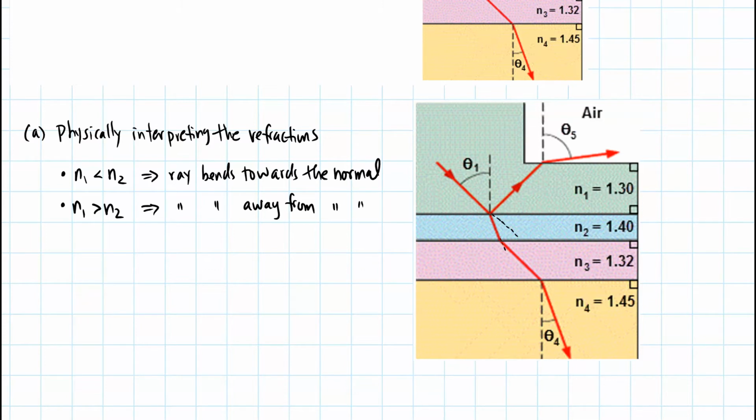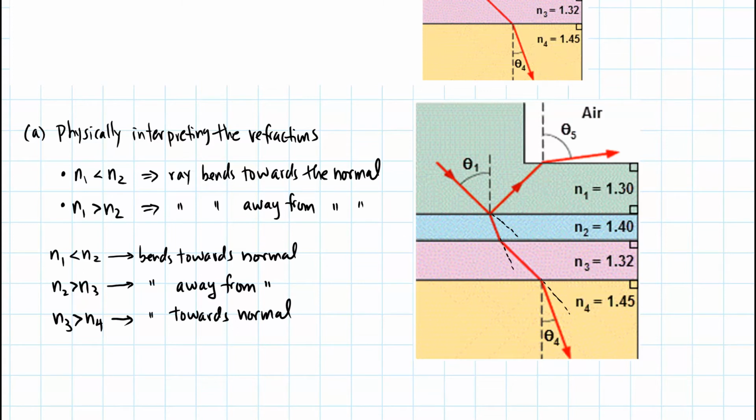This is the direction of ray 2, and you can see as I go from N2 to N3, I'm going from a higher to a lower, so it bends away, and then finally, in the last medium between 3 and 4, you can see that the ray has bent towards the normal. Summarizing these results, here's what we get. So now we move on to B, where we want to calculate the angles θ5 and θ4.